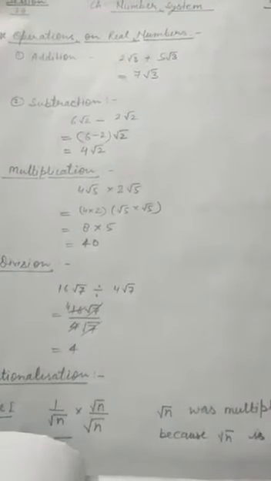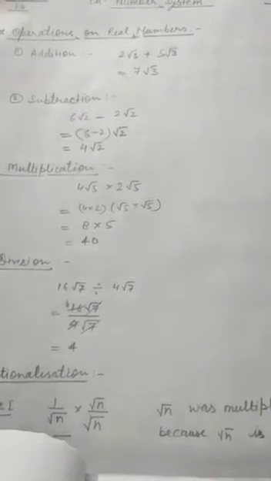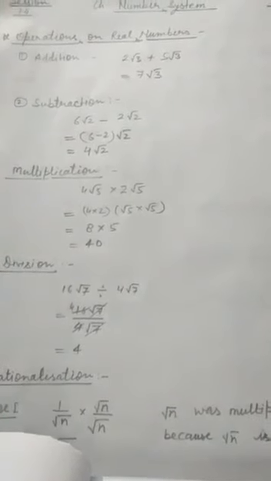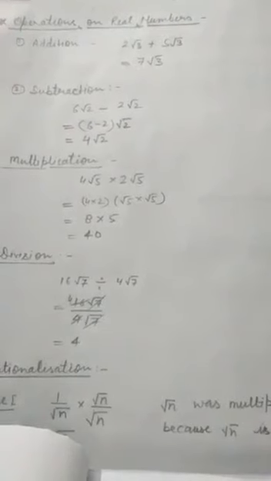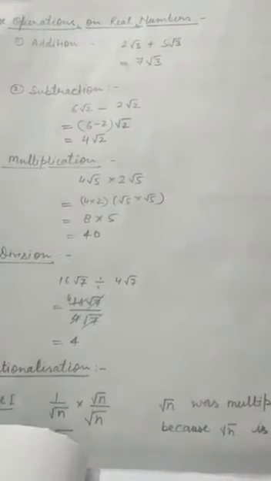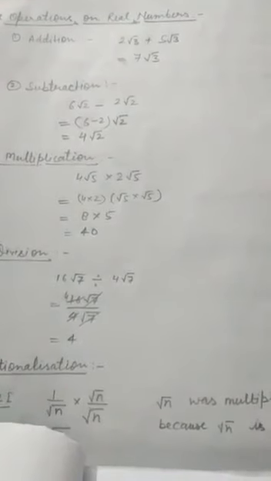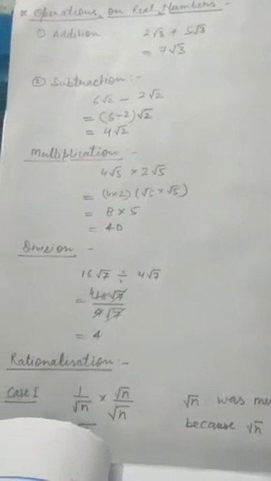Similarly, in the second one, subtraction, 6 root 2 minus 2 root 2, I have taken root 2 as common, and then it is 6 minus 2, the result is 4 root 2. Now multiplication, 4 root 5 into 2 root 5. I have multiplied 4 into 2 and then root 5 into root 5. 4 times 2 is 8 and root 5 into root 5 is 5. We will discuss why root 5 into root 5 is 5 in the next module, when I start the rationalization.